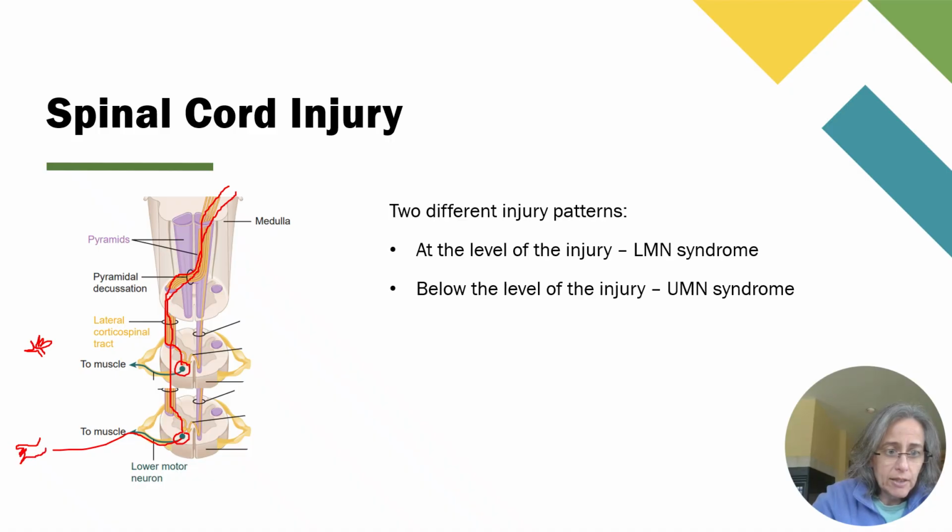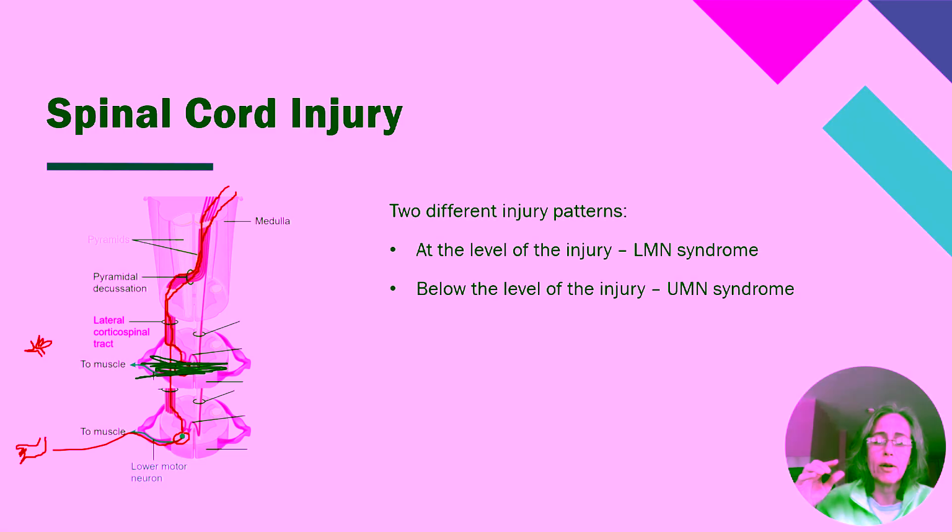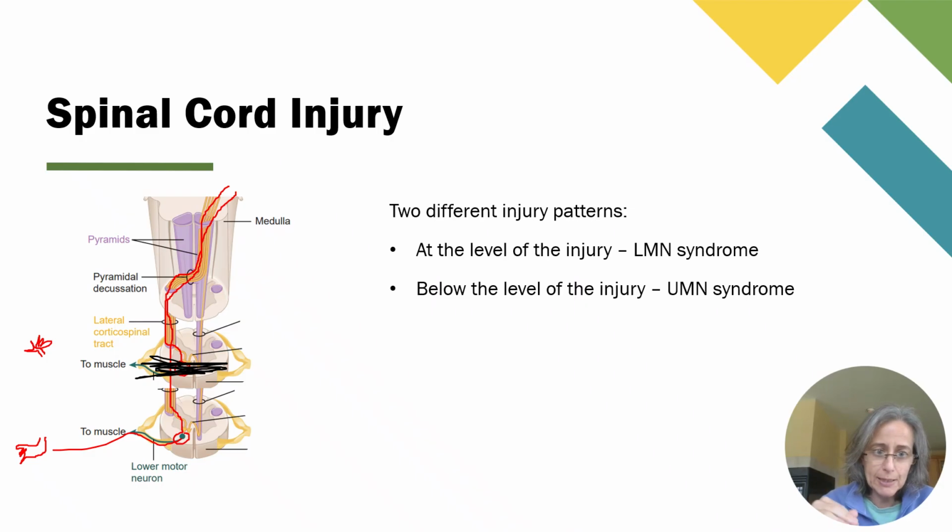All right, that doesn't look like a foot, but okay. So if the injury that occurs is at the level of that motor neuron up above, if the injury is here, then I have injured the upper motor neuron that supplies the hand. That's supposed to be a hand. So at the level of the injury, I'm going to have a lower motor neuron syndrome. So I'm going to have a flaccid paralysis. I'm going to have decreased tone. I'm going to have decreased or absent reflexes.